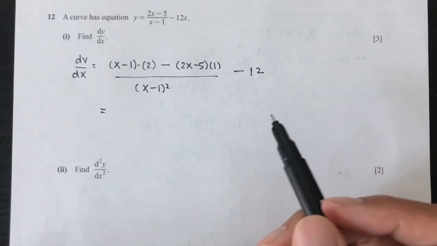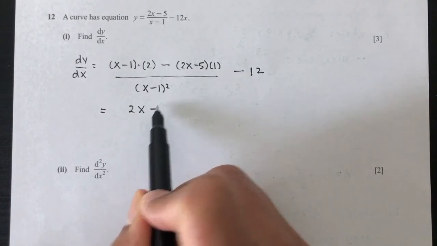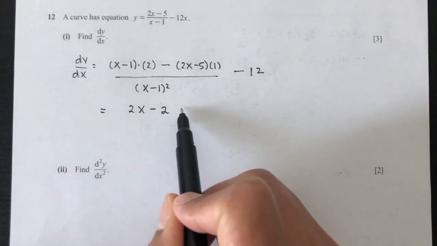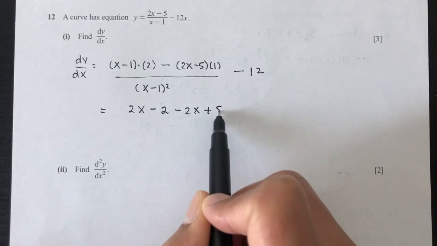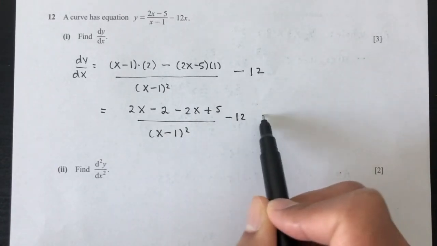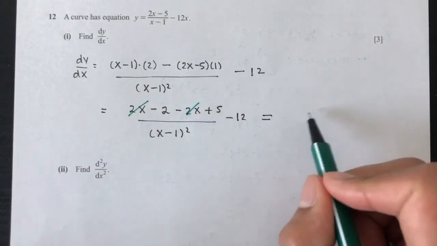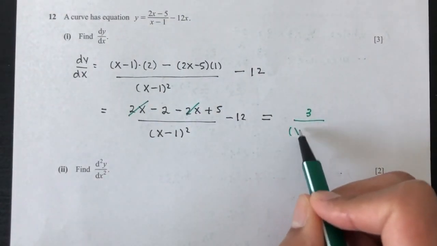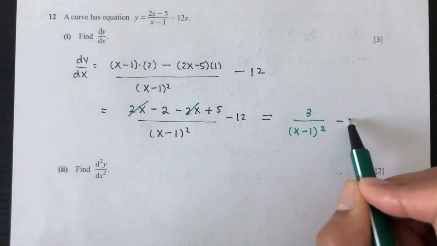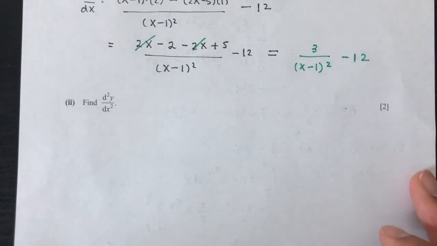Now you can simplify if you want to, but if you don't want to, that's okay as well. Here you will have 2x minus 2, then minus 2x plus 5, over x minus 1 squared, minus 12. It is equal to, let me use a different color here for this evaluation. You will have this cancel out. You will have 3 over x minus 1 squared, minus 12. That's dy by dx. Now we have to find d2y by dx2.